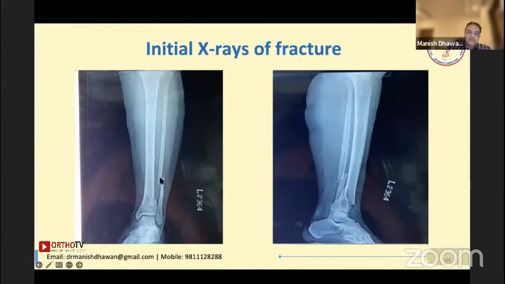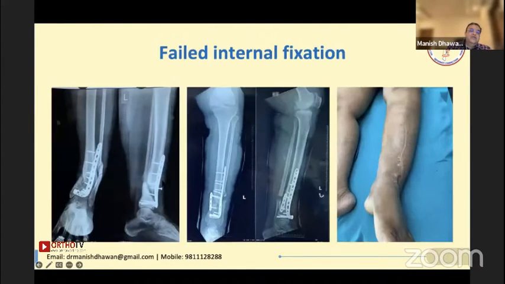Now this you can see is a very benign looking fracture which we encounter in ours. So just putting internal fixation with 2 plates could have done this thing. But what happened? Surgeon just applied the anterior lateral plate. He did not address the fibula. So what happened is that it went into non-union.